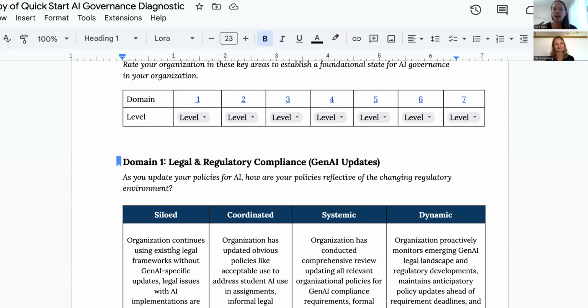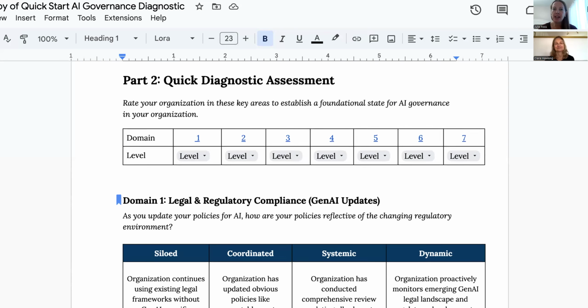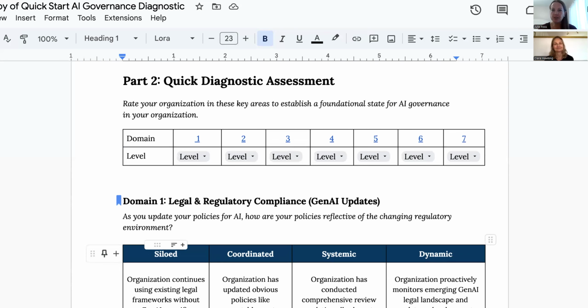So there are 7 different domains, and in later videos, we're going to go into each of these domains more specifically, but really kind of would challenge you to think through in each domain, wrestle with that essential question a little bit, and then start to map where on that rubric you find yourself. Are you more siloed as an organization?